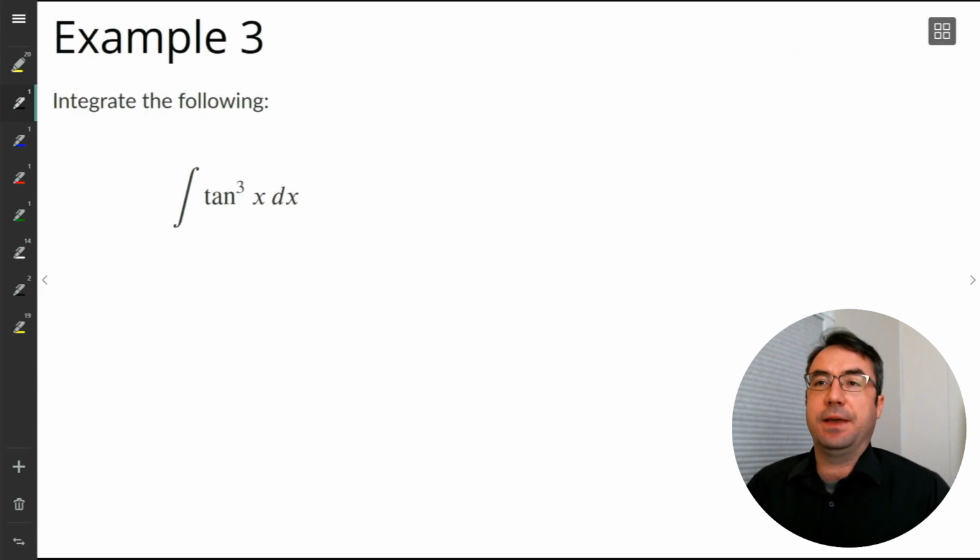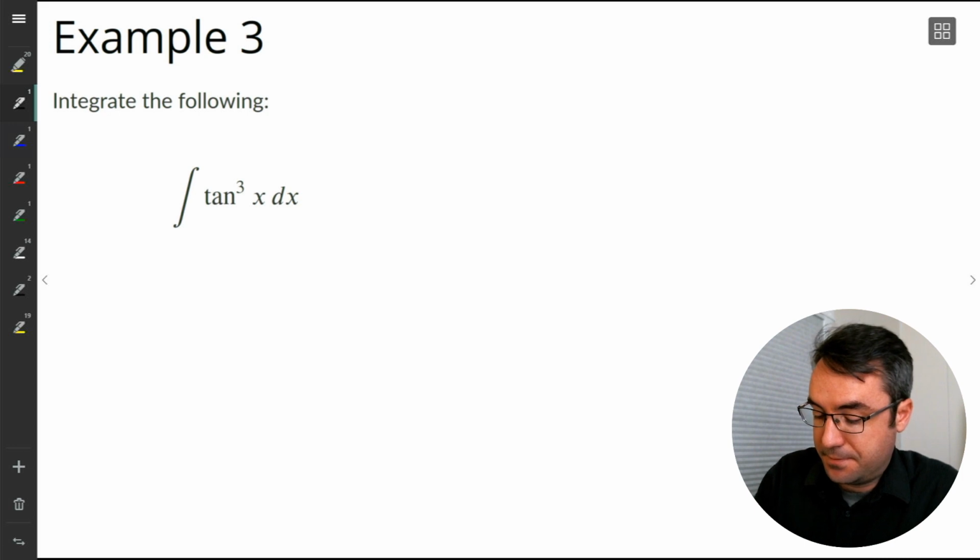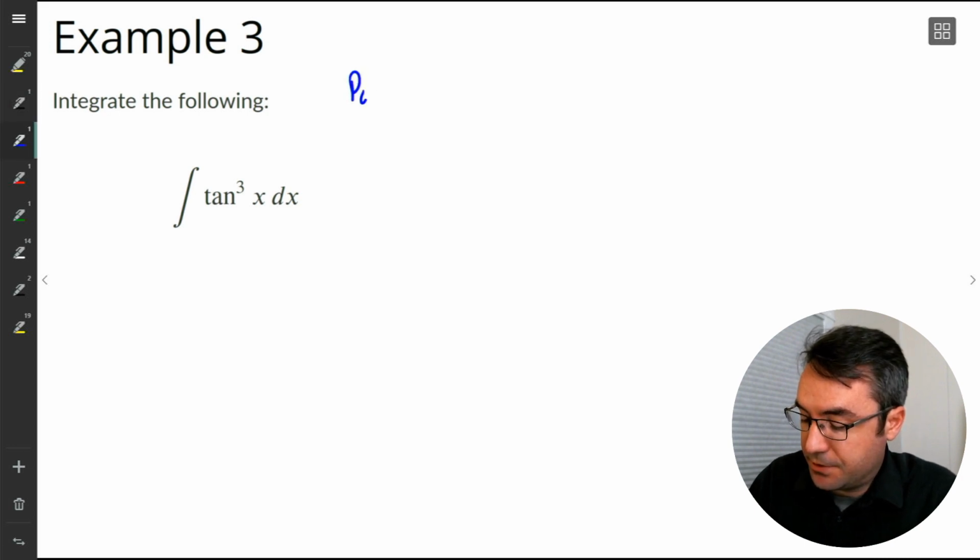Let's try it a different way. Let's try it now with powers of sine and cosine. So we're going to try this one. And we're going to just convert everything to sine and cosine.